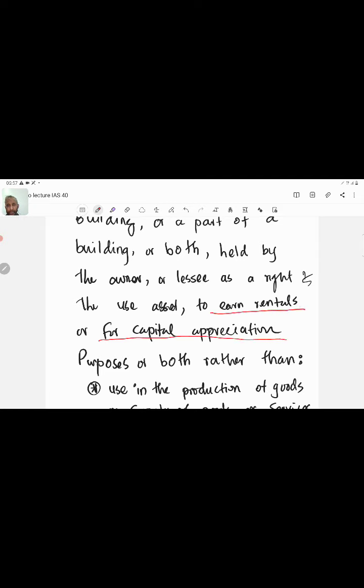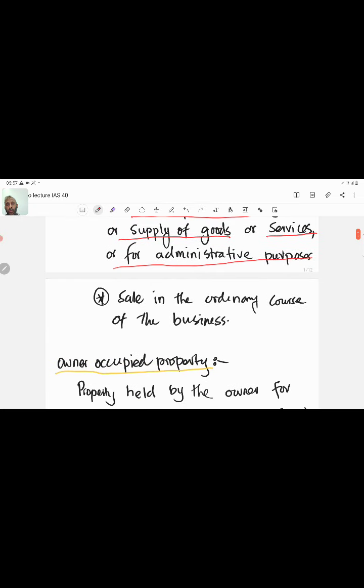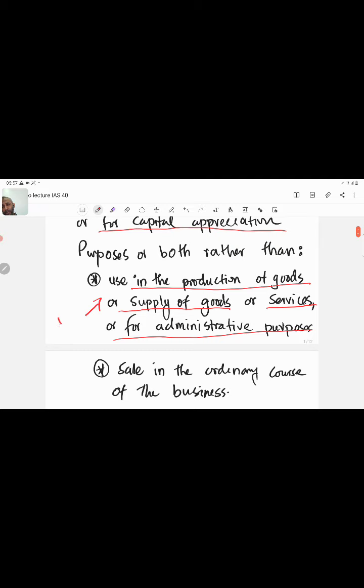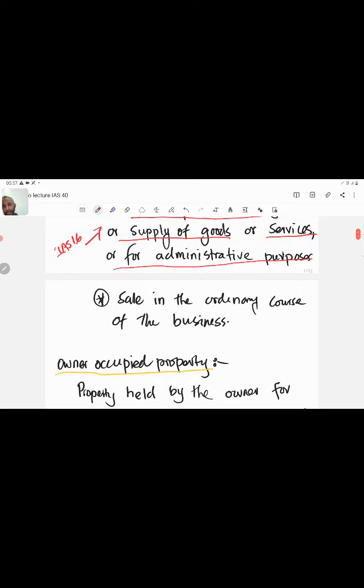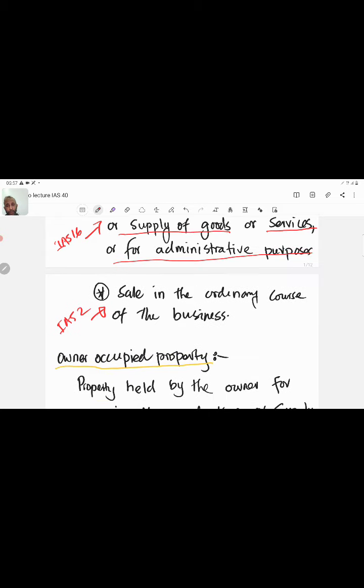You would earn rentals or capital appreciation, or both, rather than using it for the production of goods or supply of goods or services, for administrative purposes, or for sale in the ordinary course of business. Here the reference is to IAS 16, and here they are referring to IAS 2. So this is not for IAS 16 purposes, nor for IAS 2 purposes.